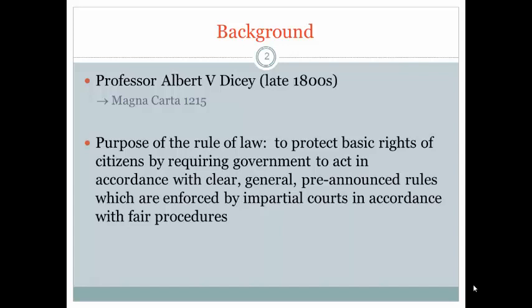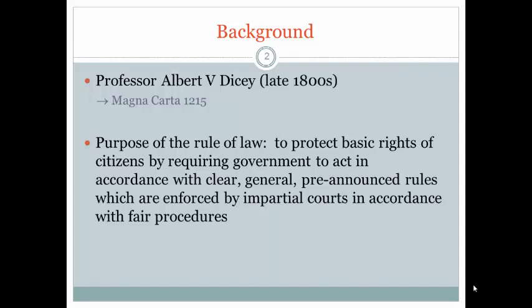Three components. What is important is the protection of basic rights. What is important is general application, certainty, clarity of the law, the fact that people must know this beforehand, and that the courts that ensure compliance with the laws are impartial.